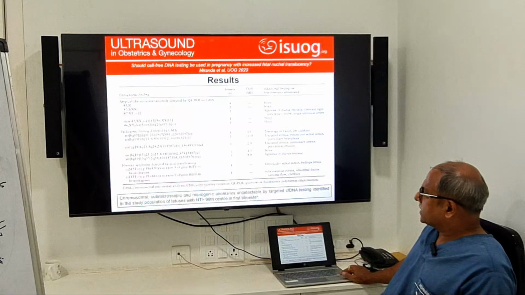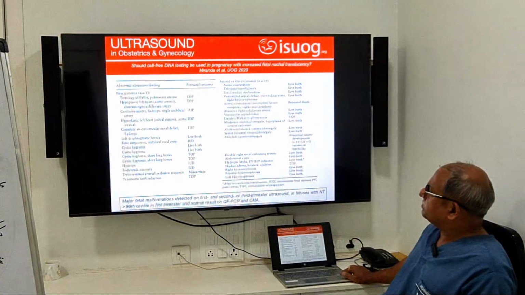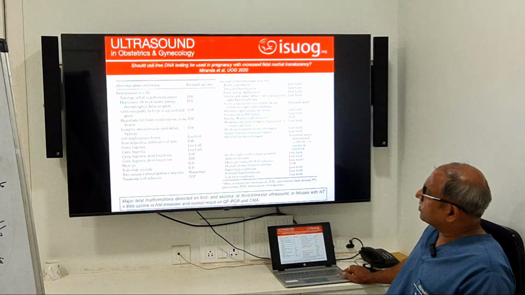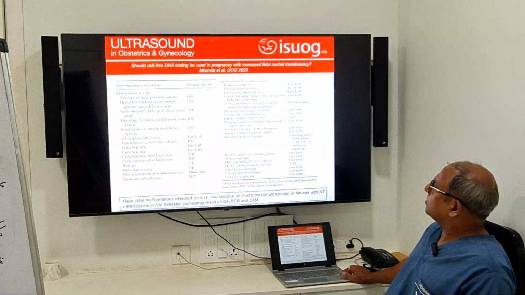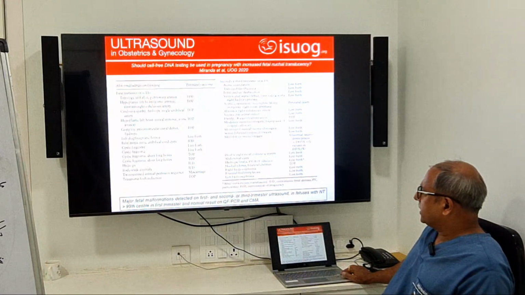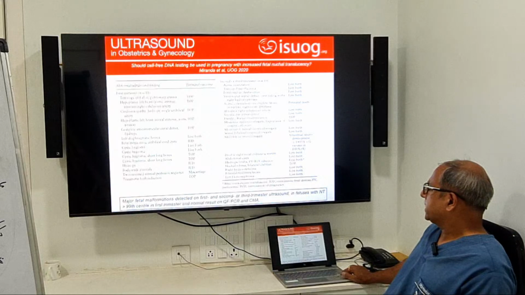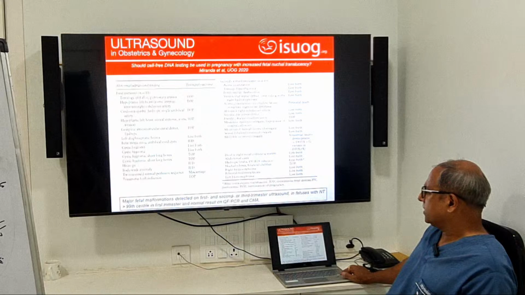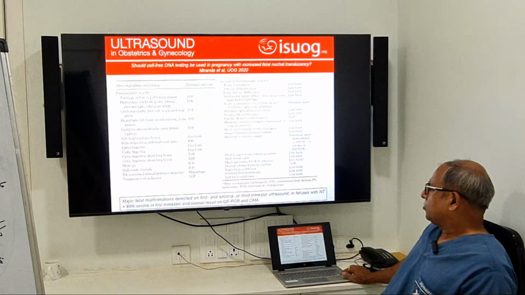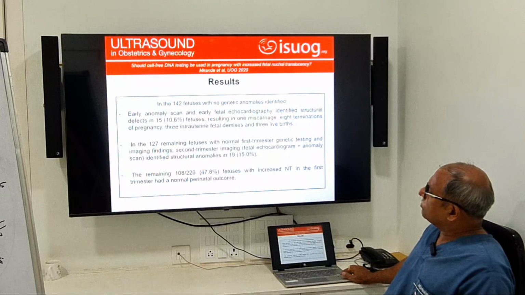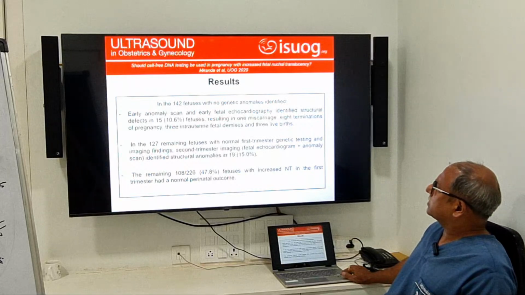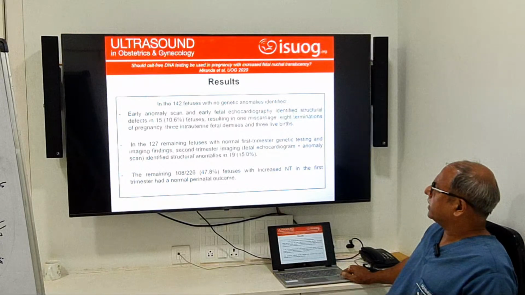So these are the results, and what about perinatal outcome. There are multiple terminations of pregnancy, and there are abnormal ultrasound findings also. I'm not going into that detail. The major fetal malformations detected in first and second or third trimester fetuses with NT above the 99th percentile, and the QF-PCR and CMA reports: out of 142 fetuses, no genetic anomalies were identified.